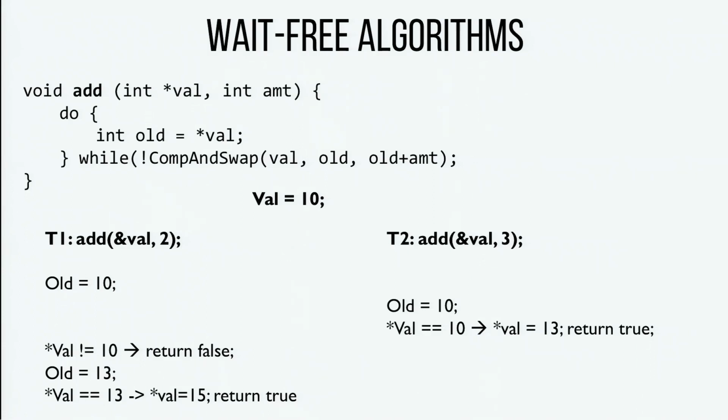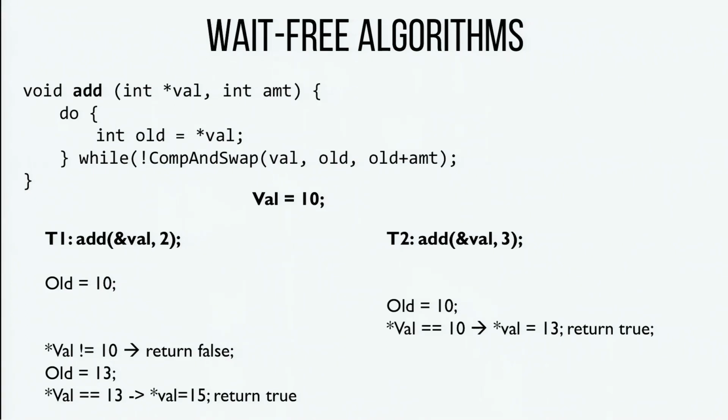Okay, so let's imagine this thread, T1, gets scheduled first. It grabs the current value that's stored there. It sees that it's equal to 10. Then let's assume we have a context switch. Thread 2 runs. And it also grabs the value and stores it in its own copy of that, right? That's a value that's on the stack. It's local to each thread. And it also sees that it's equal to 10. That's fine.